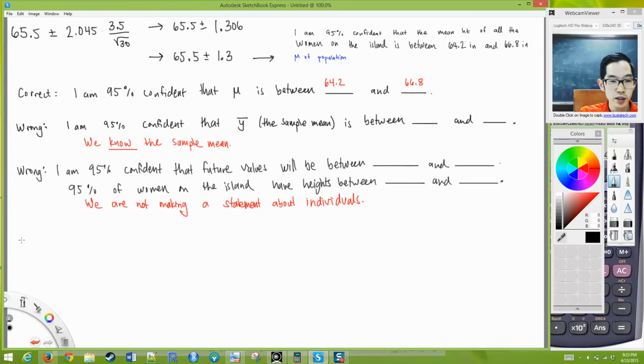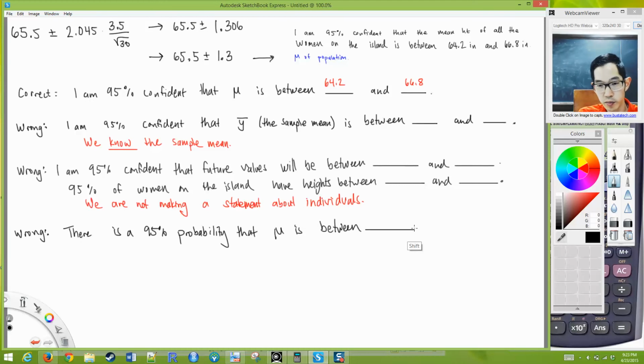Okay, other wrong interpretations. It is not correct to say there is a 95% probability that mu is between blank and blank. All right, what's wrong with this statement? Why do I have to say I'm 95% confident and not say there's a 95% probability that mu is between blank and blank?